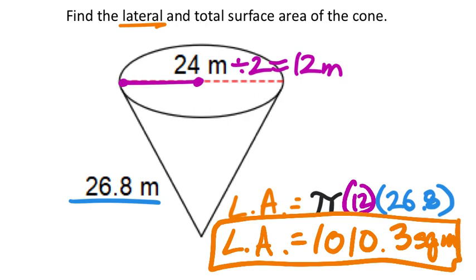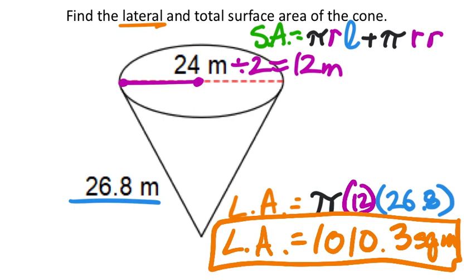But we do need the total surface area. And yeah, we're just going to use the formula again. So that's pi times the radius times the slant height, L. And yes, we do have that value, but I'm still going to write the formula out. So pi times, and then add pi times the radius times the radius. Okay? So yeah, we do have this first part right here in the lateral area.